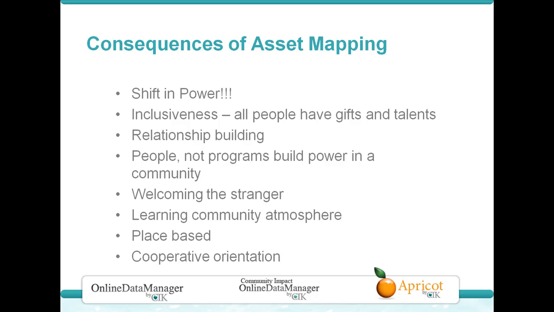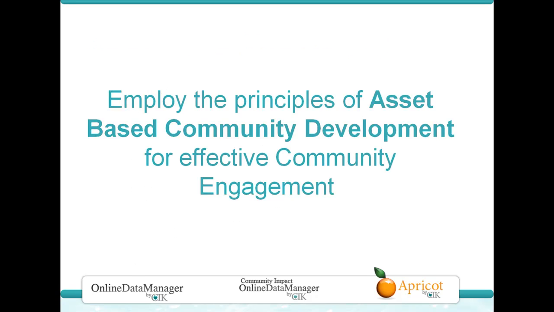So again, we certainly don't want to be Pollyanna. We have the data. We know that there are issues and concerns and problems in neighborhoods or in families or individuals. But what we're trying to do is unlock resources so that we can be more effective in the work that we do. So let's talk a little bit more now about the principles of asset-based community development.